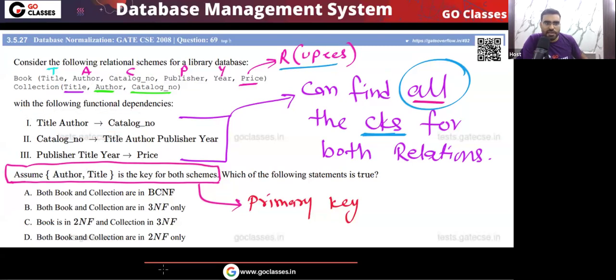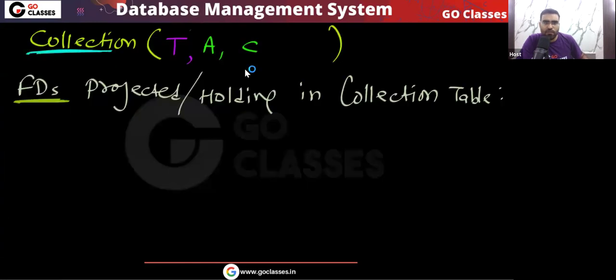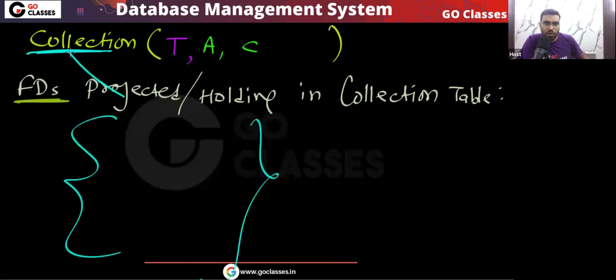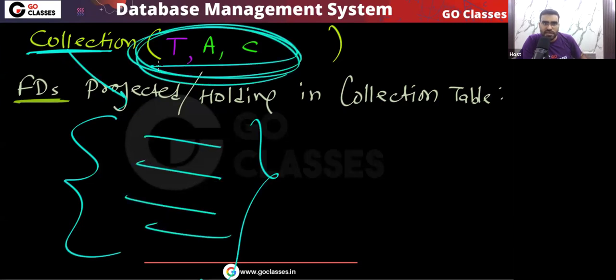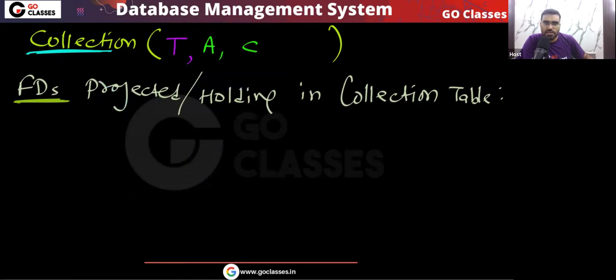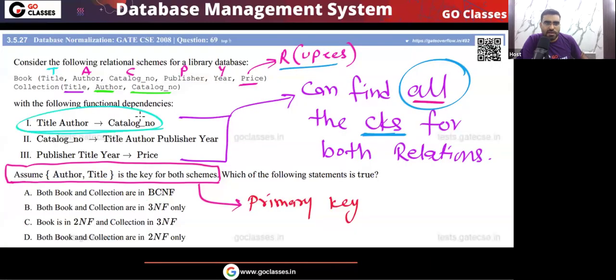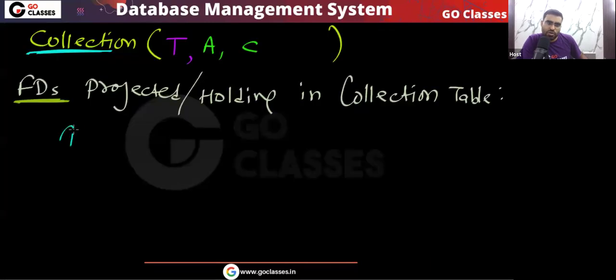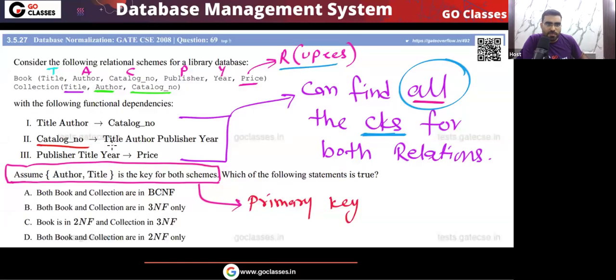So one is this, TA determining C. Are you getting my point? I am asking, this is the collection table, and I want all the FDs, all the functional dependencies that will hold among these three attributes. One of them is TA implies C. Yes, there is another: C implies TA.